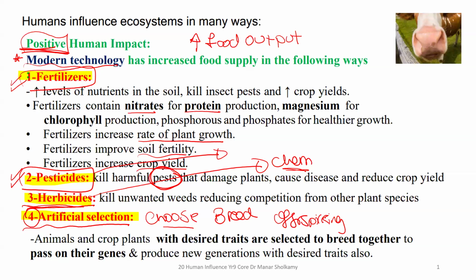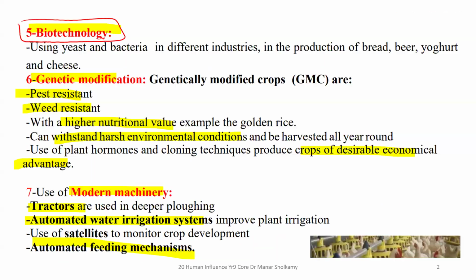Also, we have biotechnology. This was a lesson on its own. We use bacteria and yeast for our advantage in so many ways. We will not discuss them now. This is a different lesson altogether. We play around with genes in genetic modification or genetic engineering. Again, we know now the advantages and disadvantages of that. But if we talk about genetic modification in terms of improvement of crop yield, we made our crops resistant to pests. We made our crops resistant to weeds.